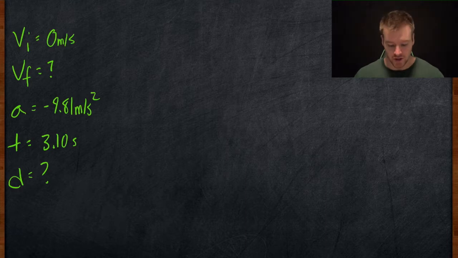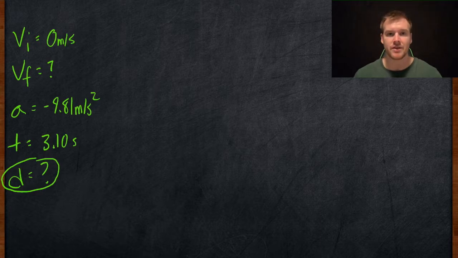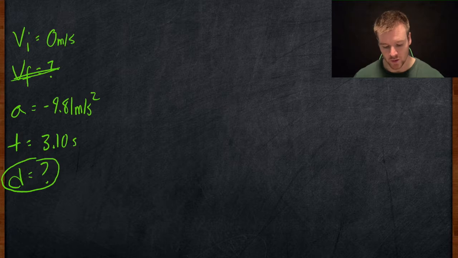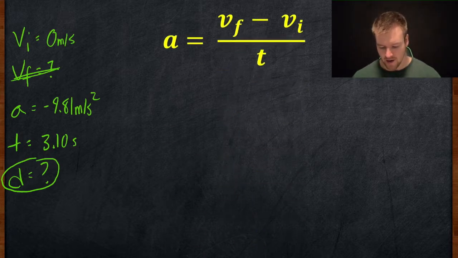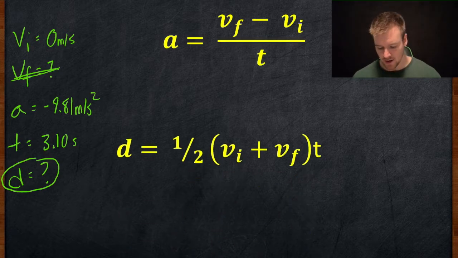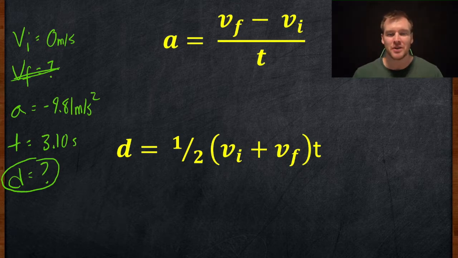Okay, so in determining which equation, we are looking for displacement. We want everything else except for VF. We don't have that information and we're not trying to solve for it, so that's useless. We don't want the equation to have VF. So when I look at the equation that we have, A is equal to VF minus VI over T. That one has VF. And then we look at our next one, which was D is equal to half of VI plus VF multiplied by T. So both of those have VF, but that's okay, we can still solve this.